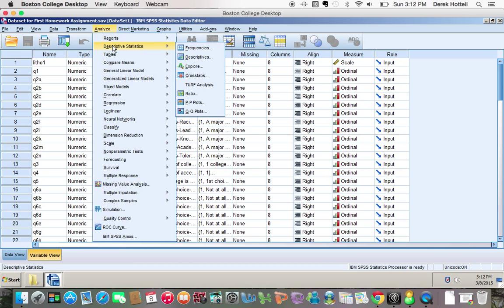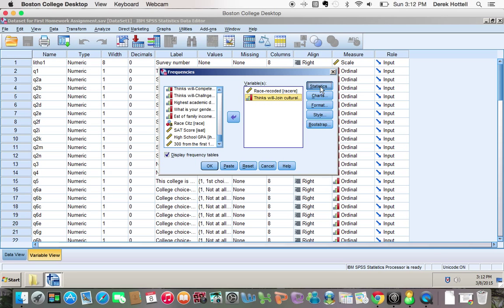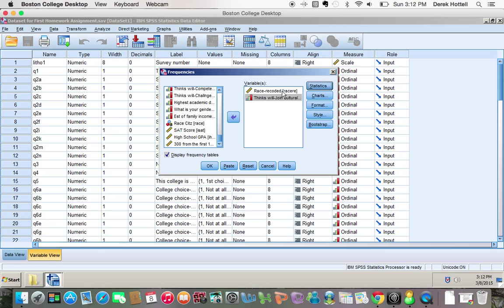And so let's go into descriptive statistics, frequencies, and let's look at those same two variables again. Race recoded, and thinks we'll join a cultural club. And let's go to statistics and see if we want to include anything else. Each one of these, race recoded is nominal, and join a cultural club is going to be ordinal level data.